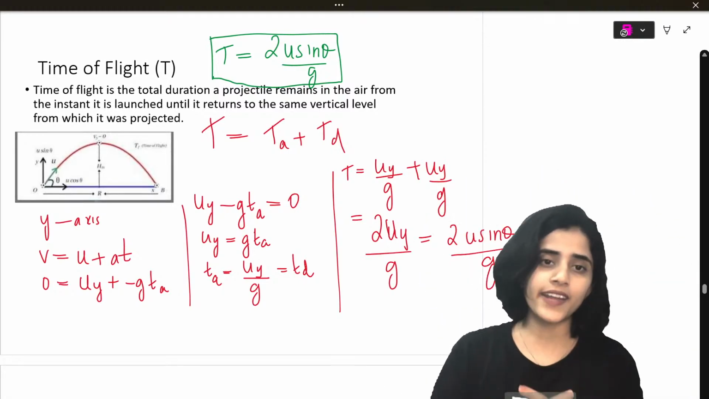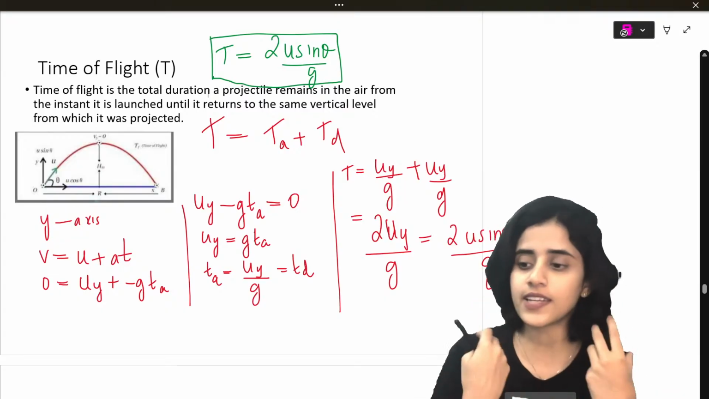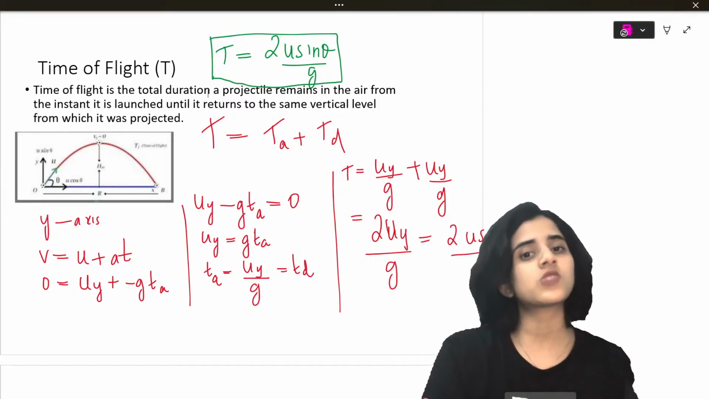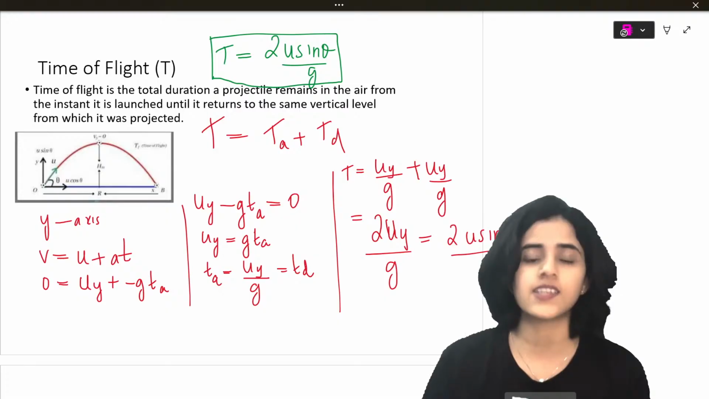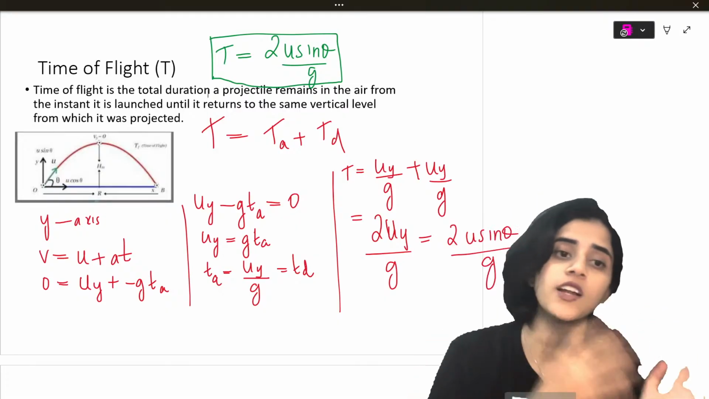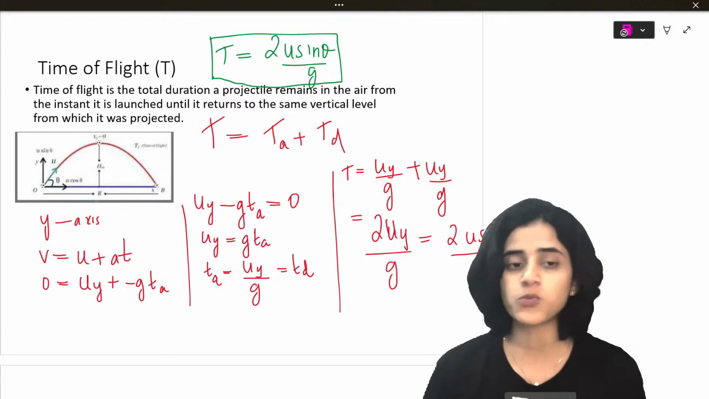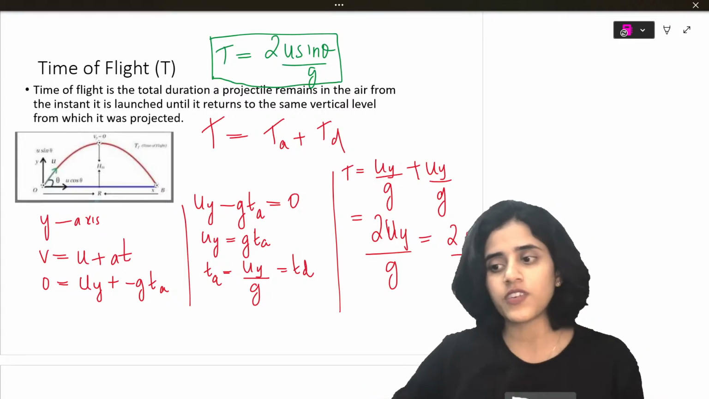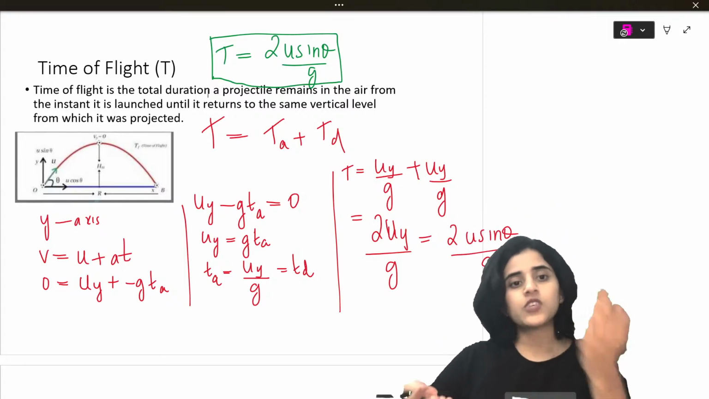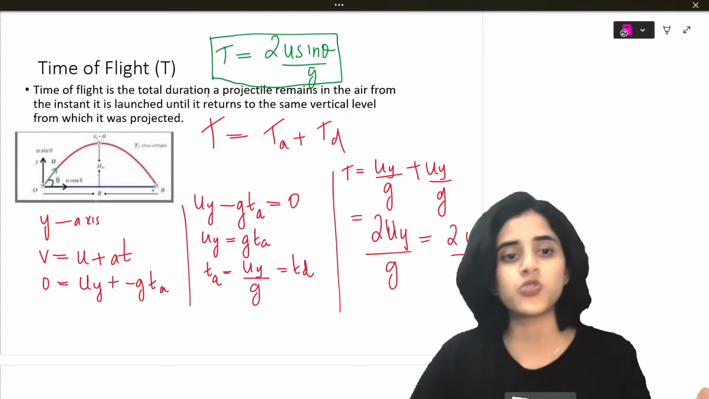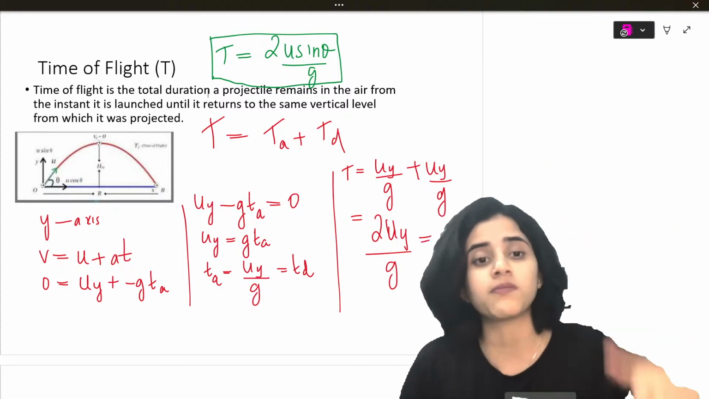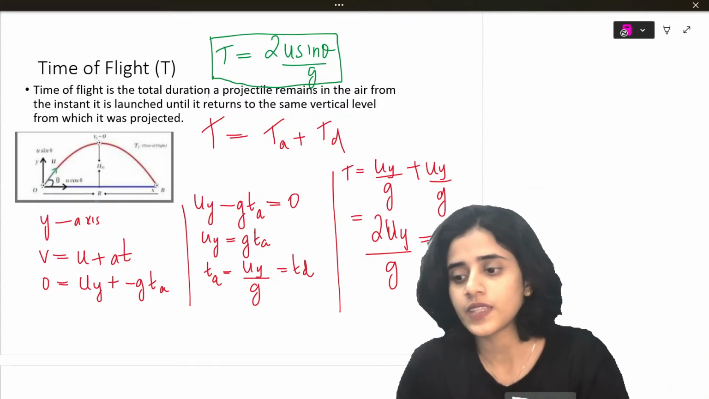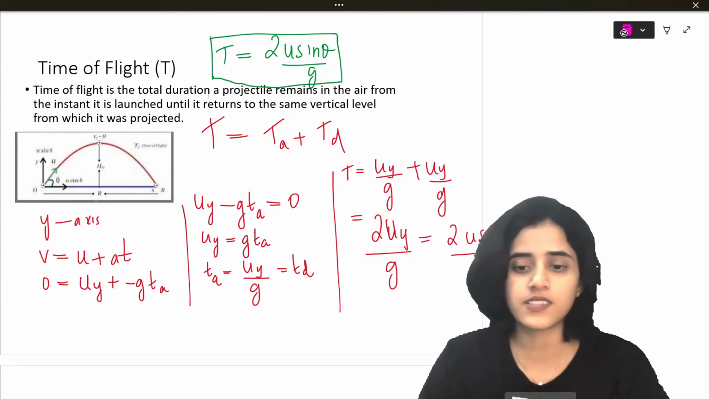Yes. So what all did I do? First thing, I stated that the total time taken is the time taken to go up and the time taken to come down. And this whole motion is along the y-axis. So I will apply the equation of motion along the y-axis. So what is the first equation of motion? v is equal to u plus at. What is the final velocity when a projectile reaches the ground? The final velocity is 0. So 0 is equal to initial velocity along y-axis, which is uy. Acceleration is in the downward direction, so minus gravity, and the time taken will be ta. Okay, this is time of flight.